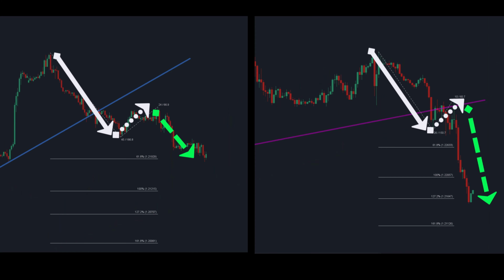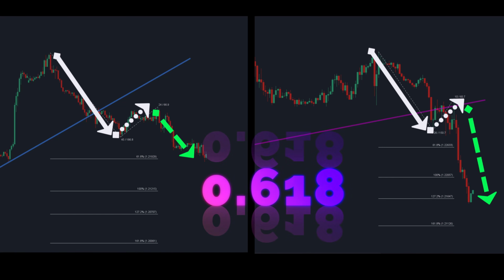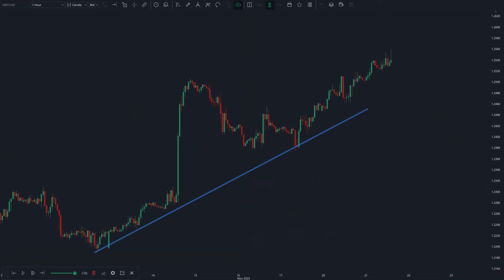The second leg of the major pullback doesn't always match the length of the first one. Sometimes it is longer or shorter. However, in my experience, it's rarely shorter than 0.618 times the length of the first leg. Remember, the way the price approaches the trend line holds great significance.